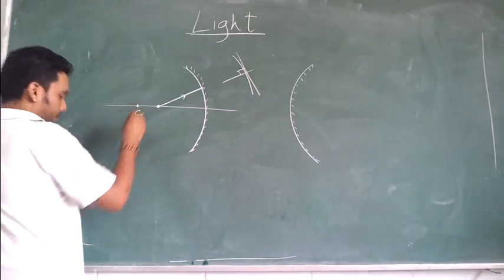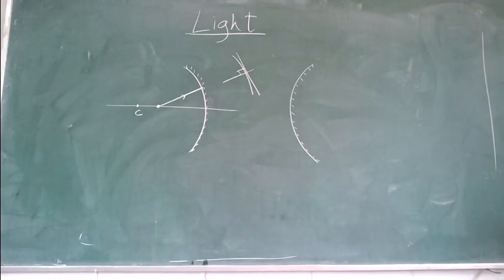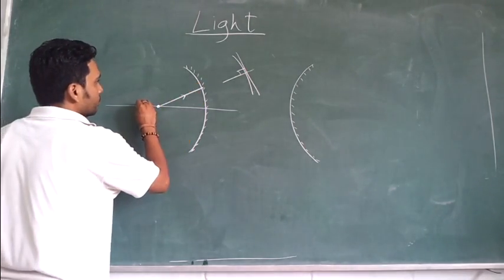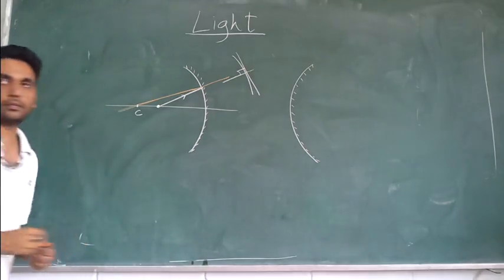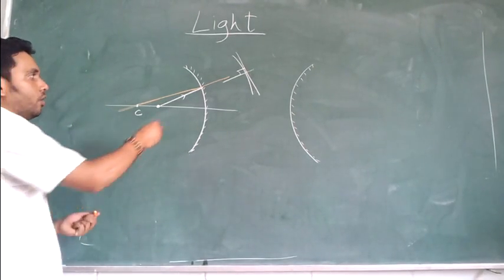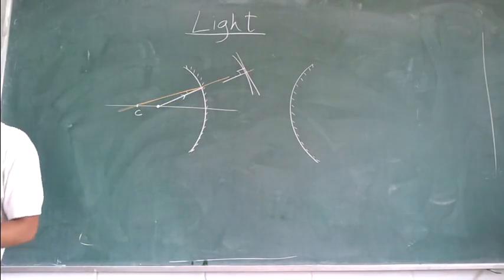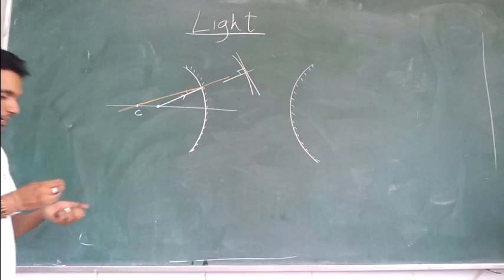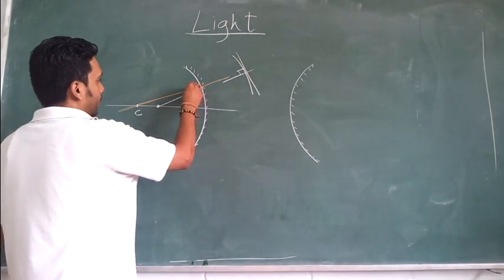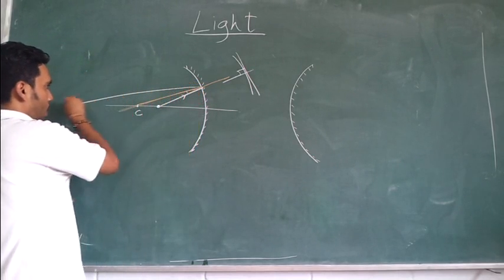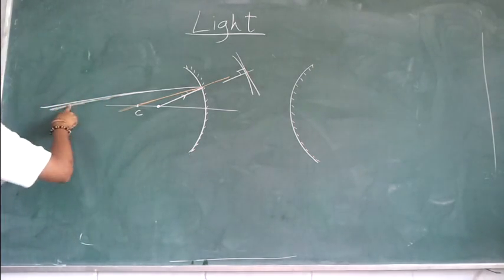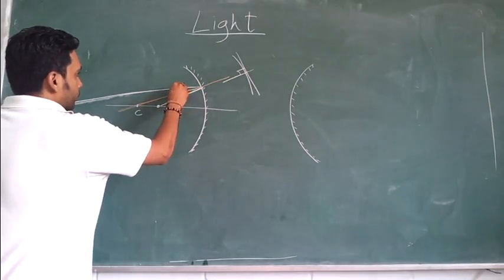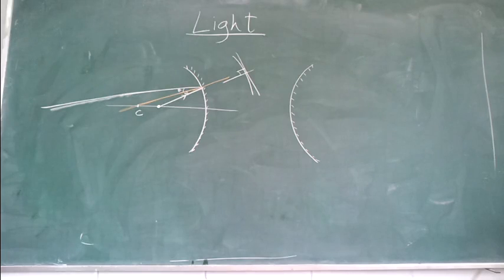So I will make the normal. So this orange line must be the normal or not? Now whatever angle it is creating with the orange line, it will reflect back according to the laws of reflection. So same angle, this angle will be equal to that angle. Okay. One ray is done. One ray is done. Yes.